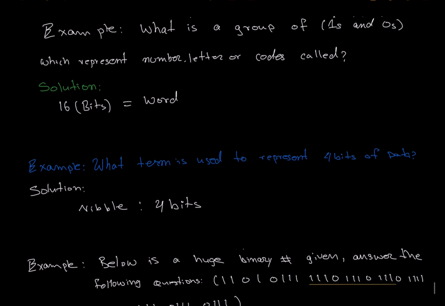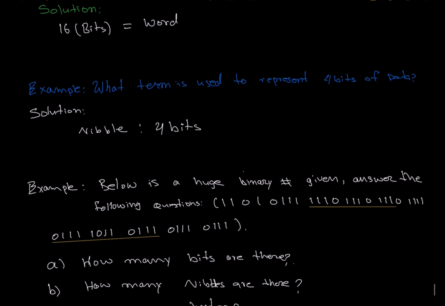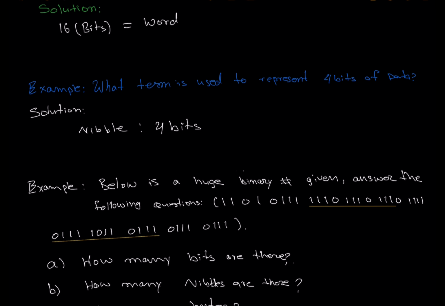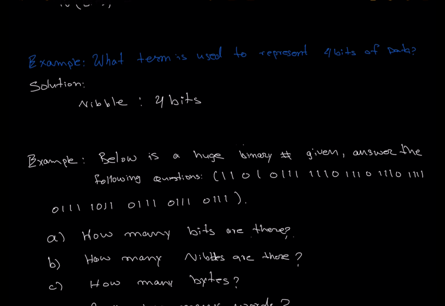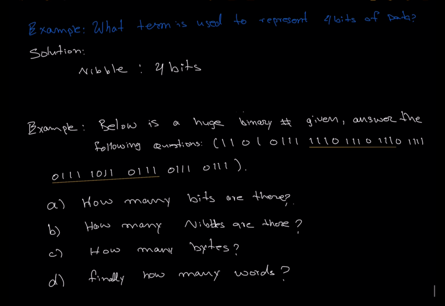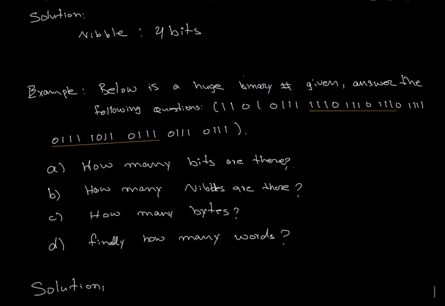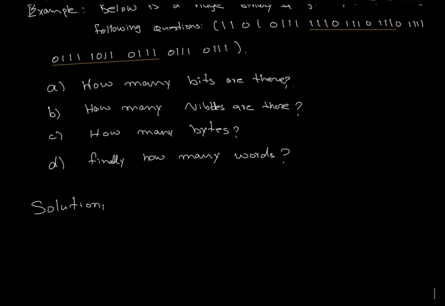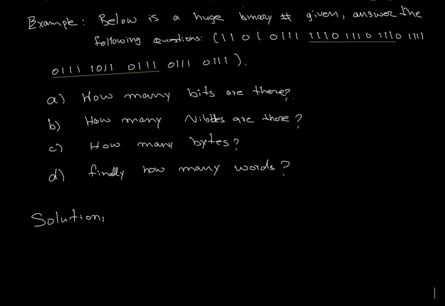Okay. Now, the next example. Below is a huge binary number. Given this, answer the following questions. How many bits are there? How many nibbles are there? How many bytes are there? Finally, how many words are there? Okay, so what we will have to do, since a nibble is 4 bits, is find out how many. You just have to count these numbers now.